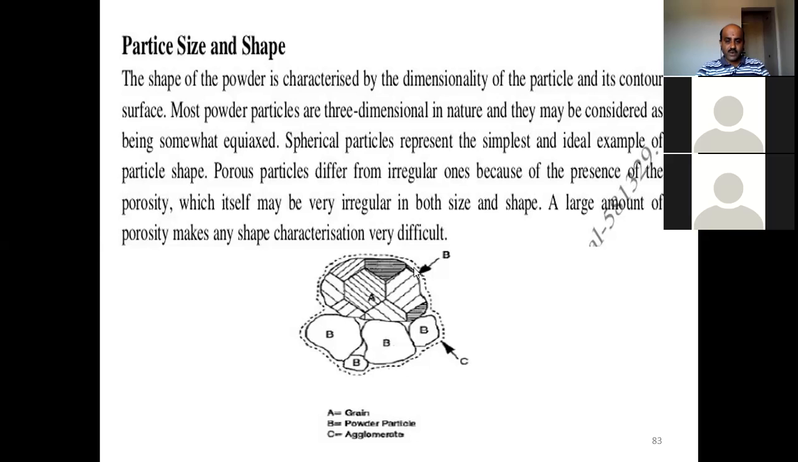This is a sketch we are showing here: A is a grain, B is a powder particle, and C is an agglomerate. How does it form?